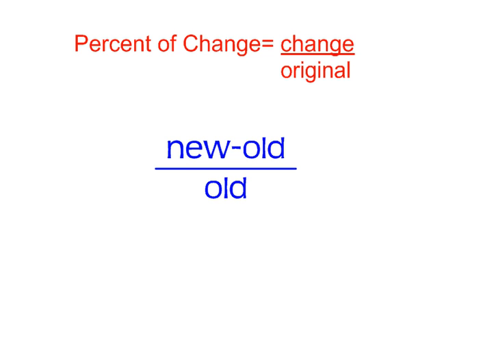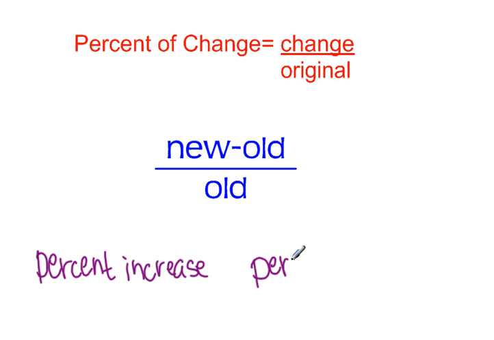Percent of change is a ratio, as you can see here in both of these setups, that describes how much something has changed. It can either be a percent increase, that would be if the item has increased in size or value, or it could be a percent decrease. And that would be just the opposite. That would be if something had decreased in size or value.